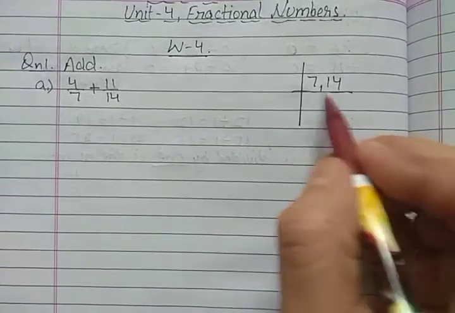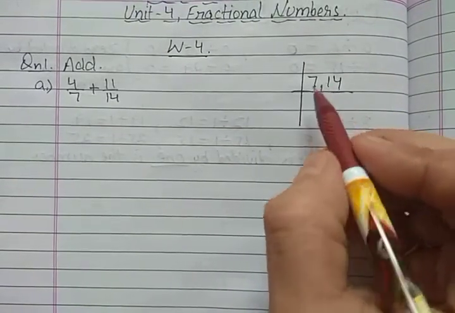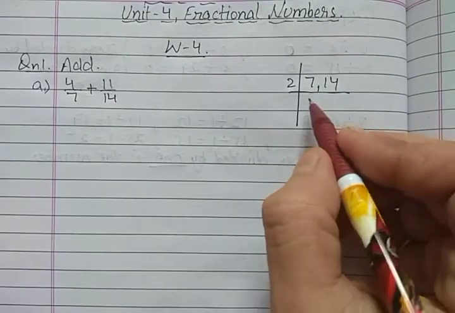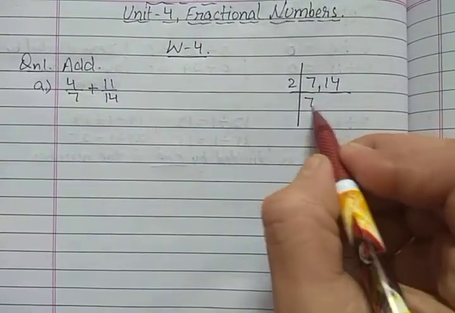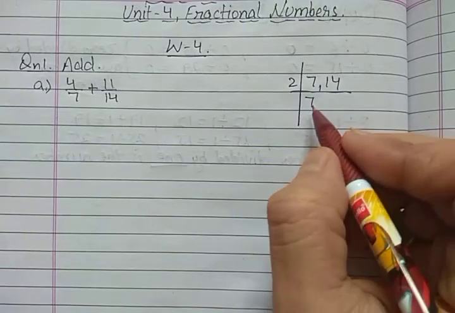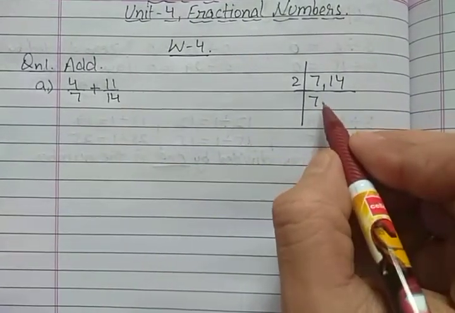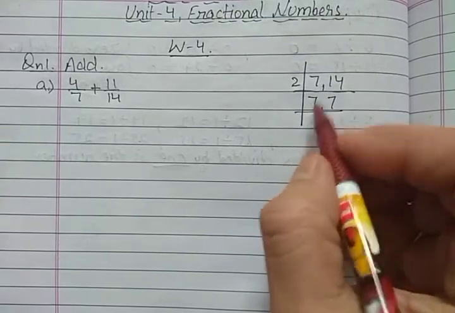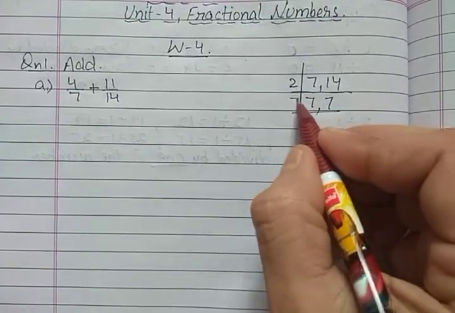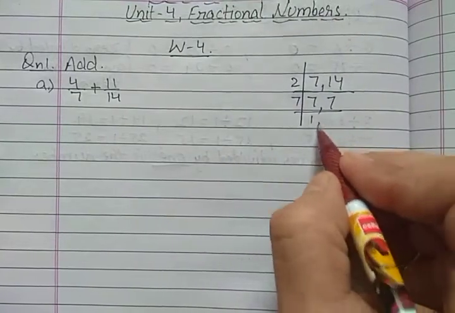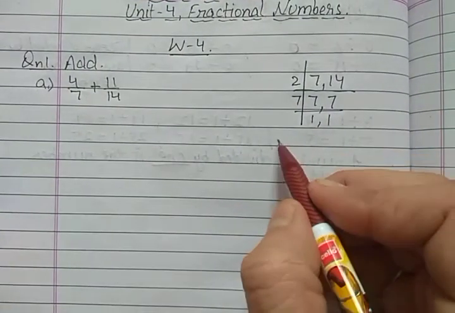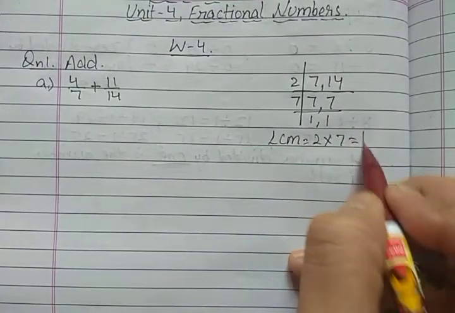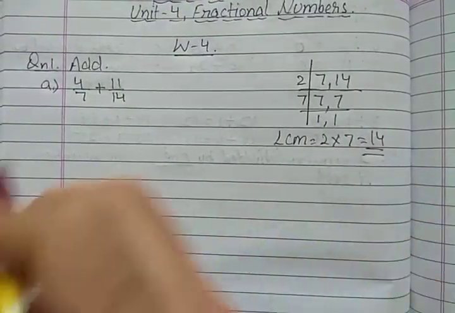Here, as one number is even, we will divide by 2. 2 is a prime number. 7 does not come in the table of 2, so we will write 7 as it is. Then 2 7s are 14. Now both are 7, and 7 is a prime number, so 7 will come in the table of 7. 7 1s are 7. So the LCM is 2 into 7, that is 14.